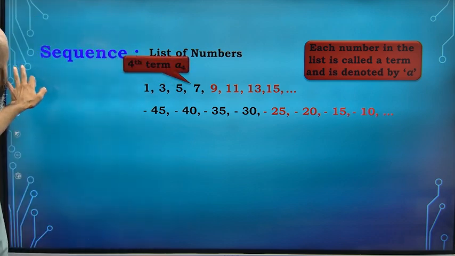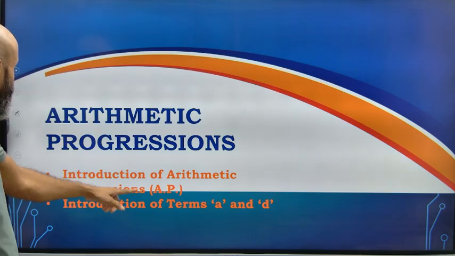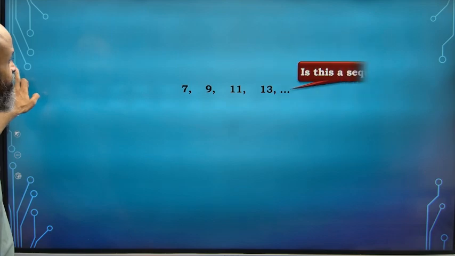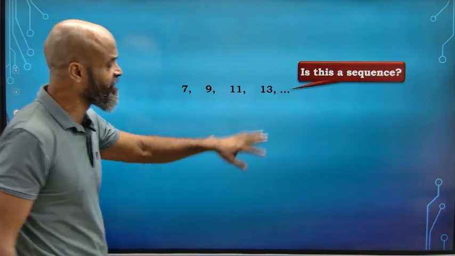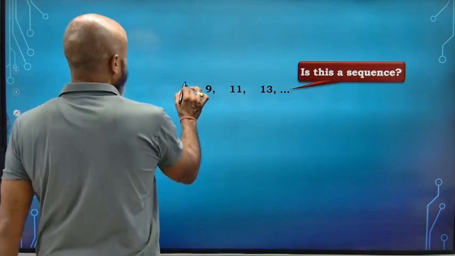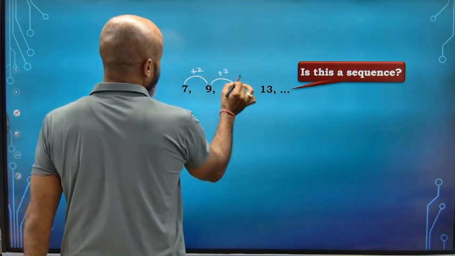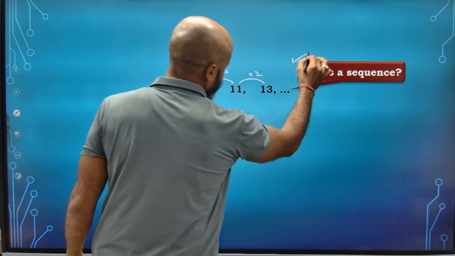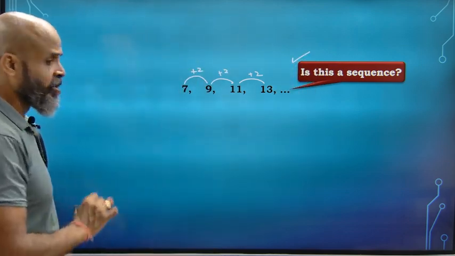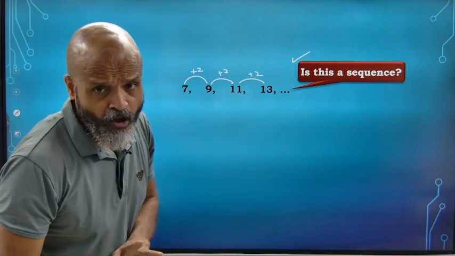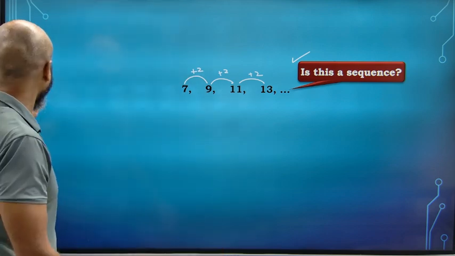So third term is A4, and so on and so forth. Now we will go to A and D. Let's say we have here 7, 9, 11, 13. Is this a sequence? So let's see. Here we have a difference of 2. Here we have a difference of 2. Here we have a difference of 2. Yes, it is a sequence, because there is a common difference, and hence it qualifies for a sequence.